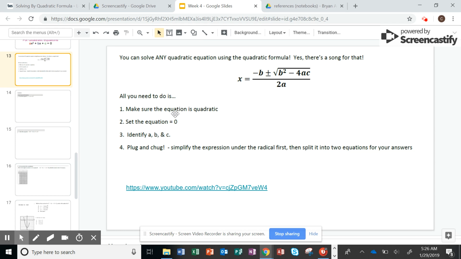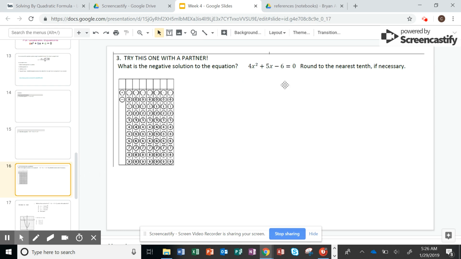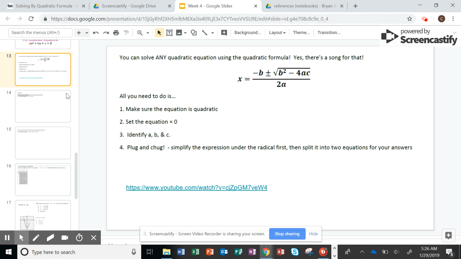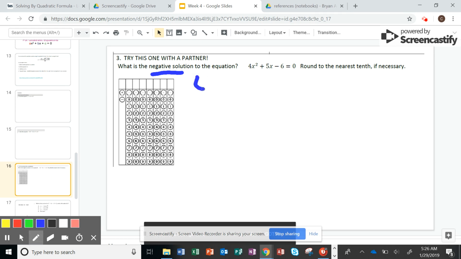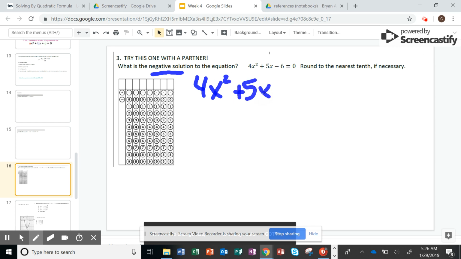All we need to do is make sure it's a quadratic equation, and it is because the highest exponent again is a 2. We need to make sure that it's set equal to 0, and it's already set equal to 0. And then now we just have to identify the a, b, and c values, and then plug and chug from there. So then we have 4x squared plus 5x minus 6 equal to 0.